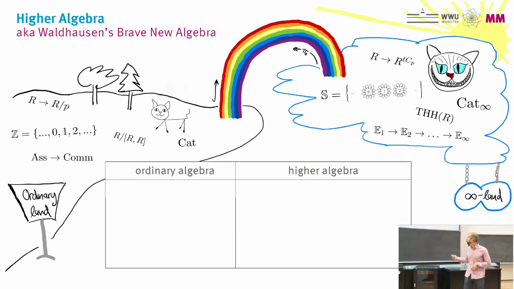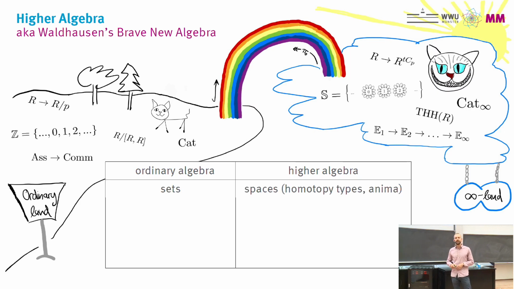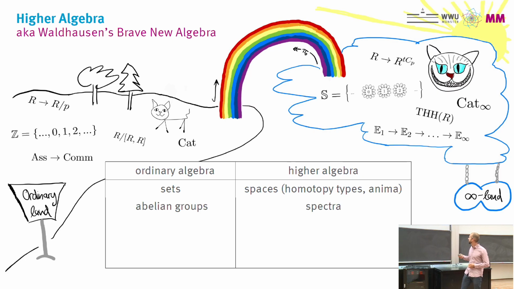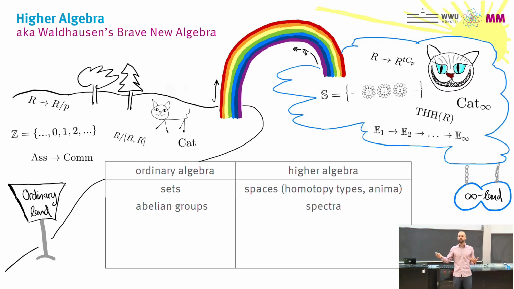The idea is to take concepts from ordinary algebra or ordinary category theory, like the concept of a set, and replace it by the natural homotopy theoretic or higher categorical analog, which is the space. And then an abelian group in that setup would be replaced by a spectrum. So a spectrum I think of as a generalization of an abelian group.